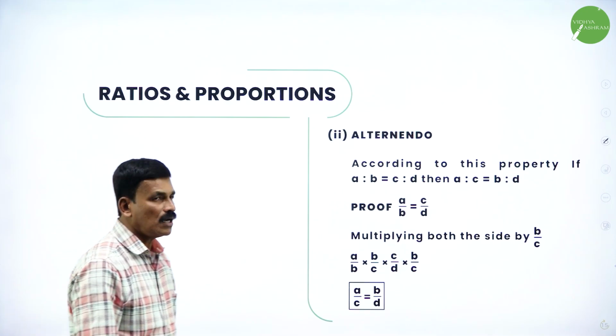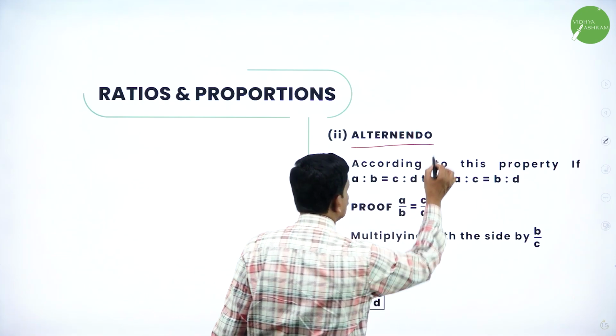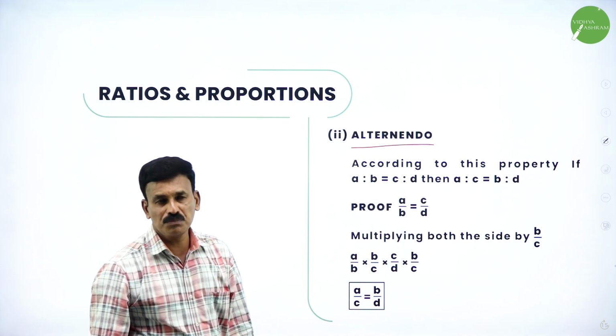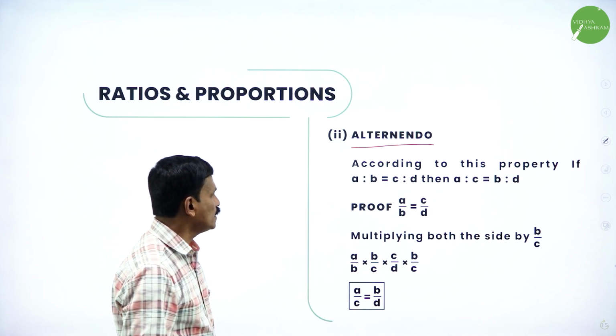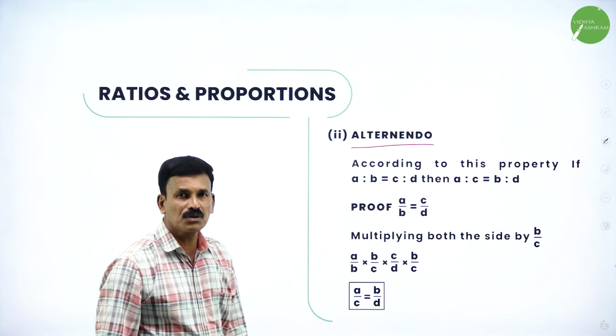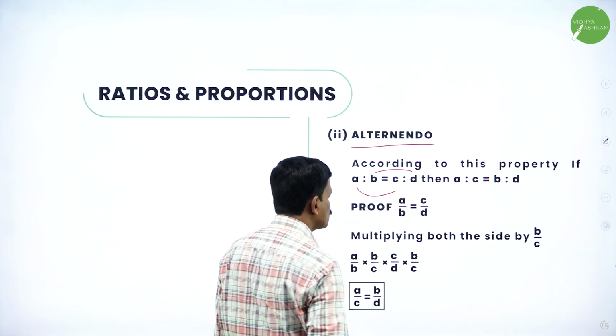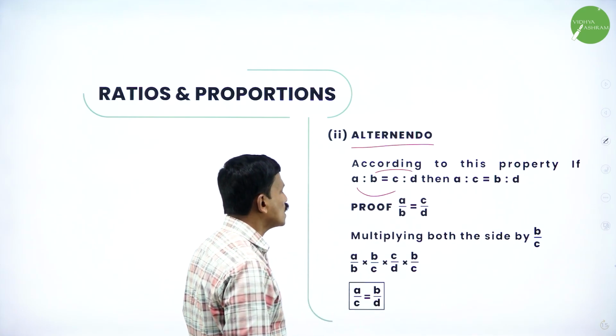Now, alternative. According to this property, if A is to B is equal to C is to D, then A is to C is also equal to B is to D. So A is to C is also equal to B is to D. Then it is called alternative.